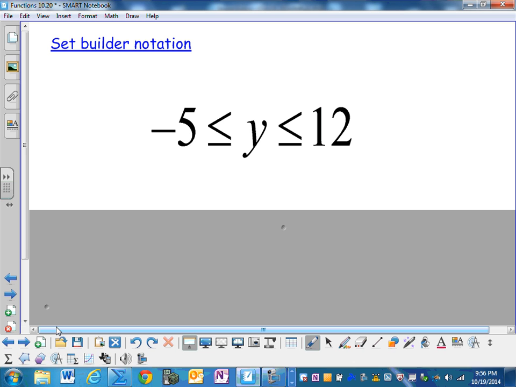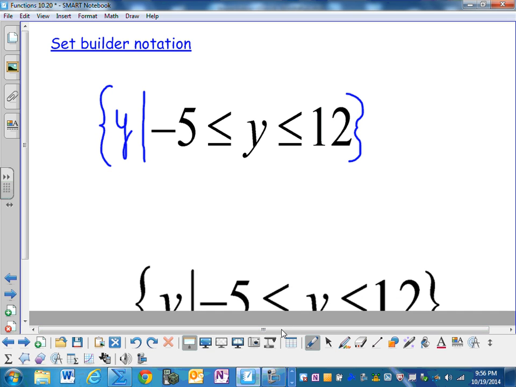Here let's look at a range using set builder notation. So I've determined my range to be between -5 and 12. So I would write it as -5 is less than y, which is less than or equal to 12. And to take this inequality and write it in set builder notation, I always start at the back here and put my curly bracket. I go to the front and put my vertical bar. In front of that, I put the y, which is the variable we're talking about this time, and then the curly bracket.